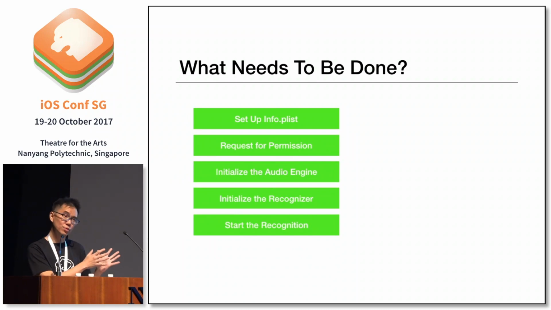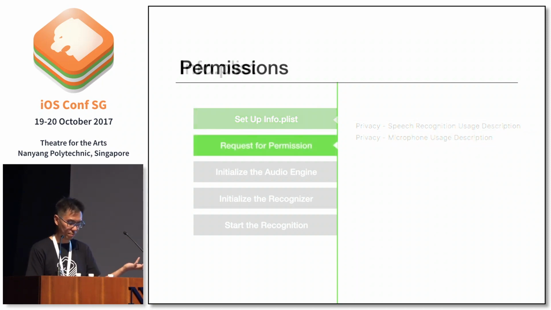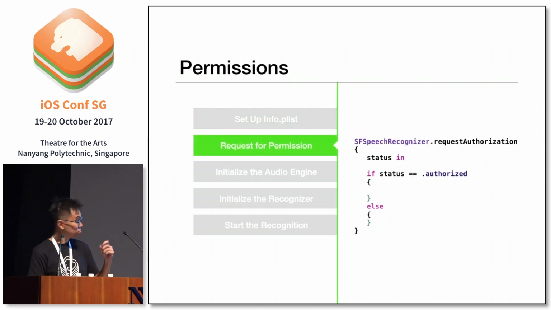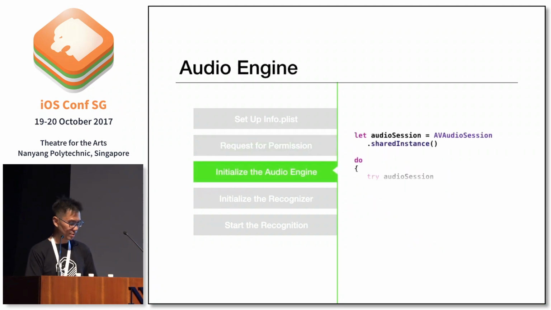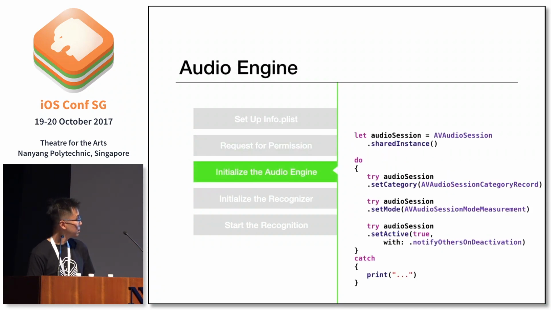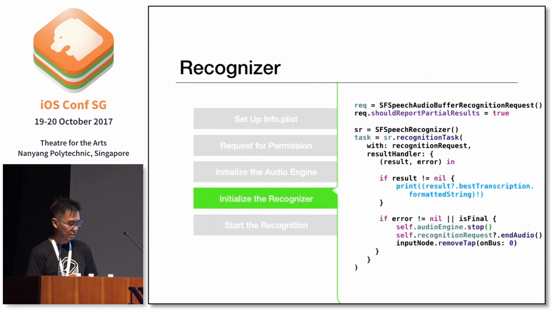Okay? Now, to have speech recognition in your app, what needs to be done? Pretty much what you have to do for your cameras, your GPS, and so on and so forth, you get permissions, right? You actually update your info plist first, right? For your descriptions. Then you get your permissions. Then you initialize your audio engine, right? Then after that, you initialize your recognizer, okay? And this is where we actually code the result handler that will be called every time the speech is recognized.